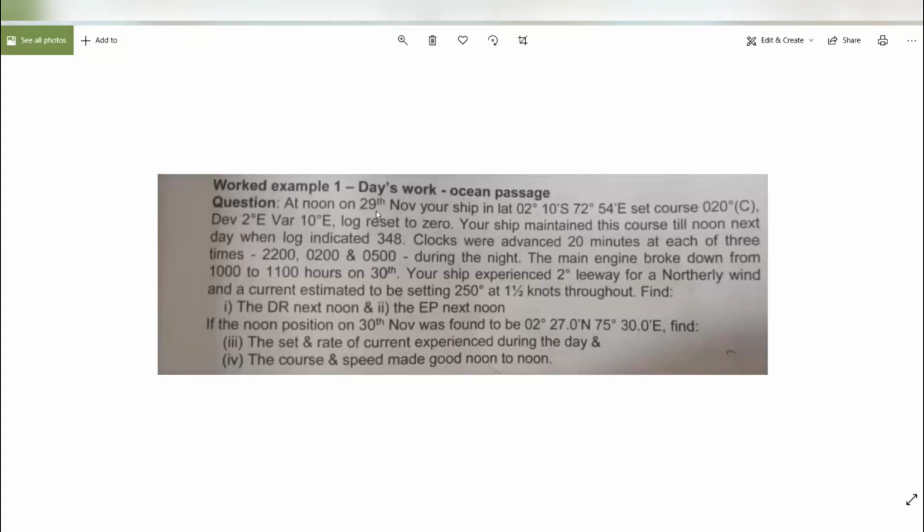So it says at noon on 29th November, your ship is in so and so position. The course is set to 020. Deviation is 2 degrees east. Variation 10 degrees east. Log reset to 0. Ship maintained this course till noon next day. So there's only one course.